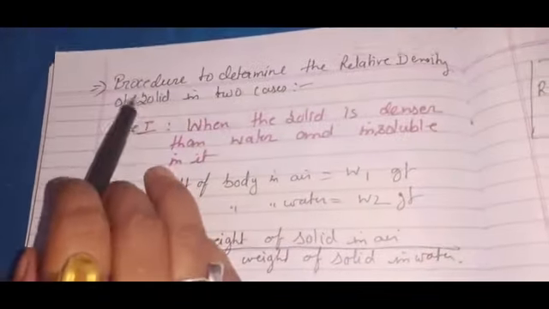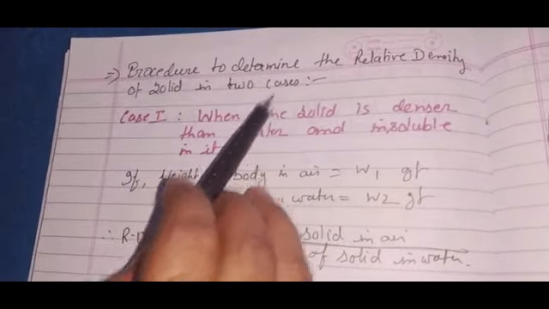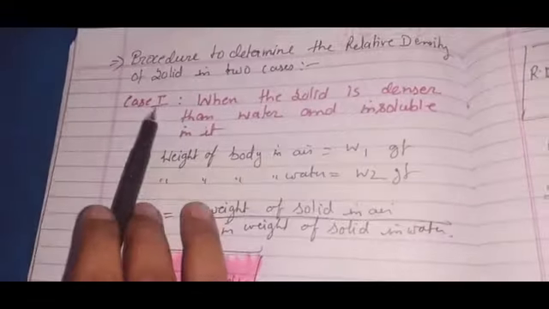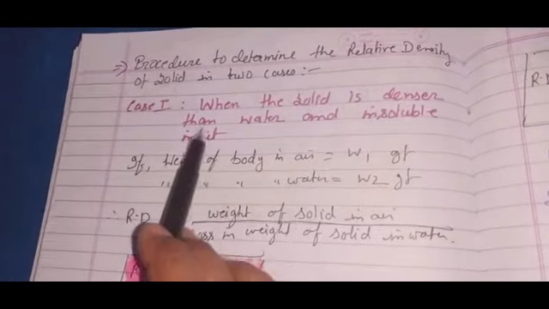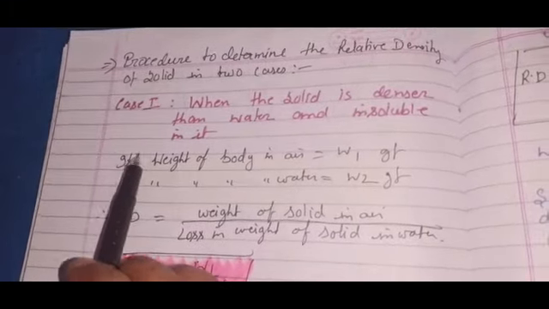So your heading will be: procedure to determine the relative density of a solid in two cases. See, what was the first case? When the solid is denser than water and insoluble in it, like the last case, whatever we have learned, that formula, that is our first case.